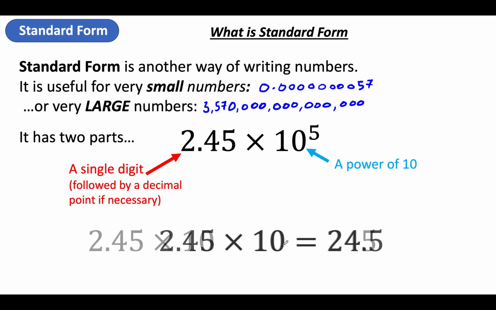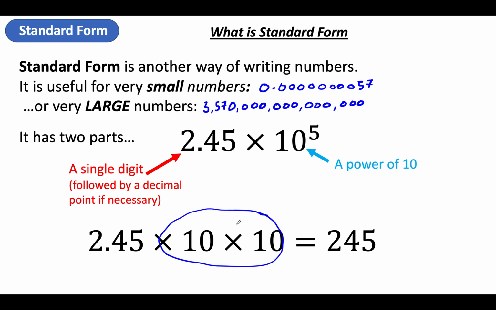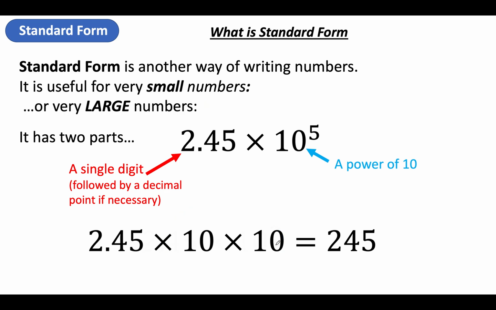Okay, let's do that again. I'm going to times the left-hand side by another 10, and the right-hand side is now 245. These two things are still equal. If I times this number by 10 twice, I get 245. But the times 10 times 10 is a little bit clumsy, so we could neaten that up, couldn't we? Instead of writing times 10 times 10, why not put times 10 to the power of 2? Because it's 10 times 10, it's times itself, it's to the power of 2. That's basically what we do.